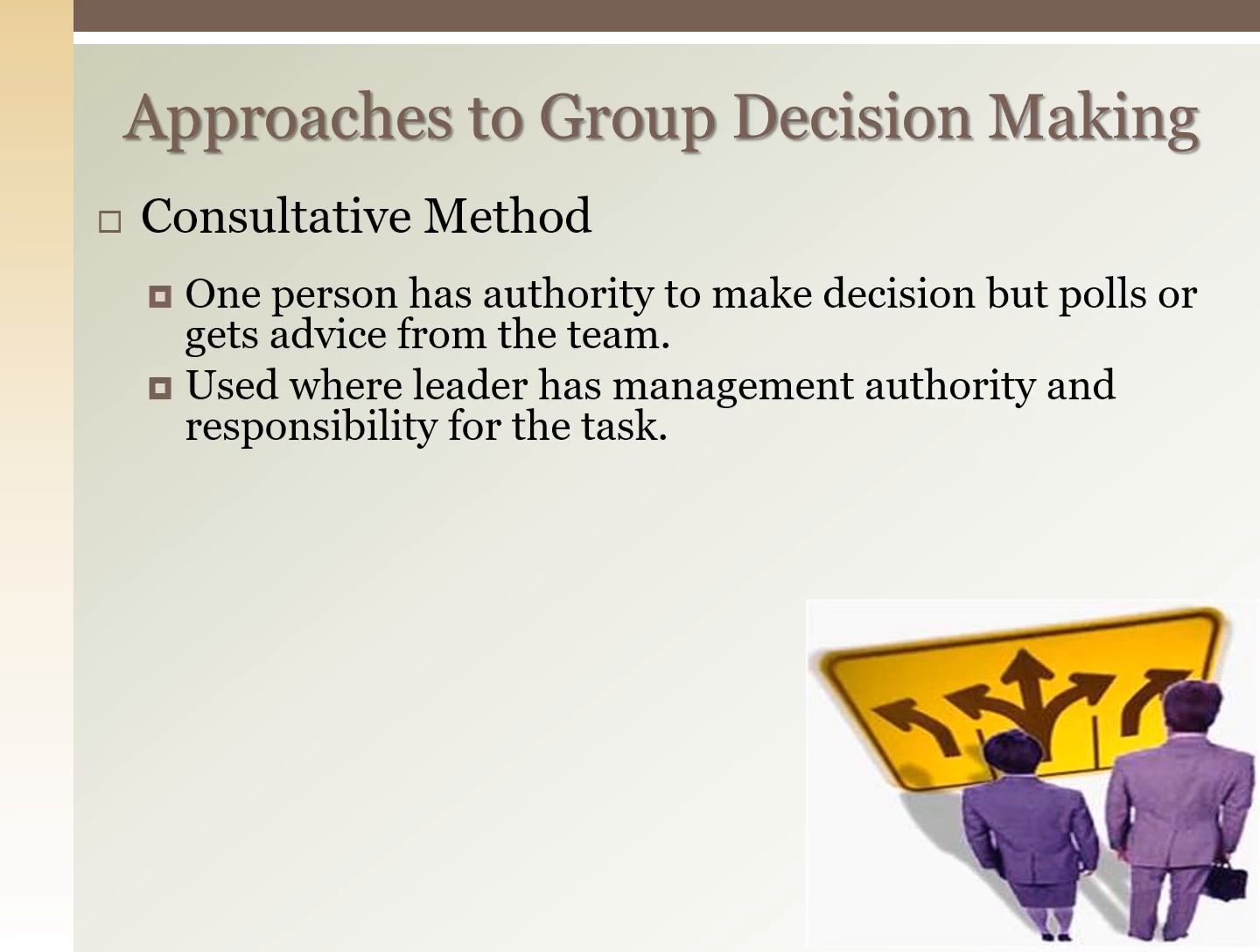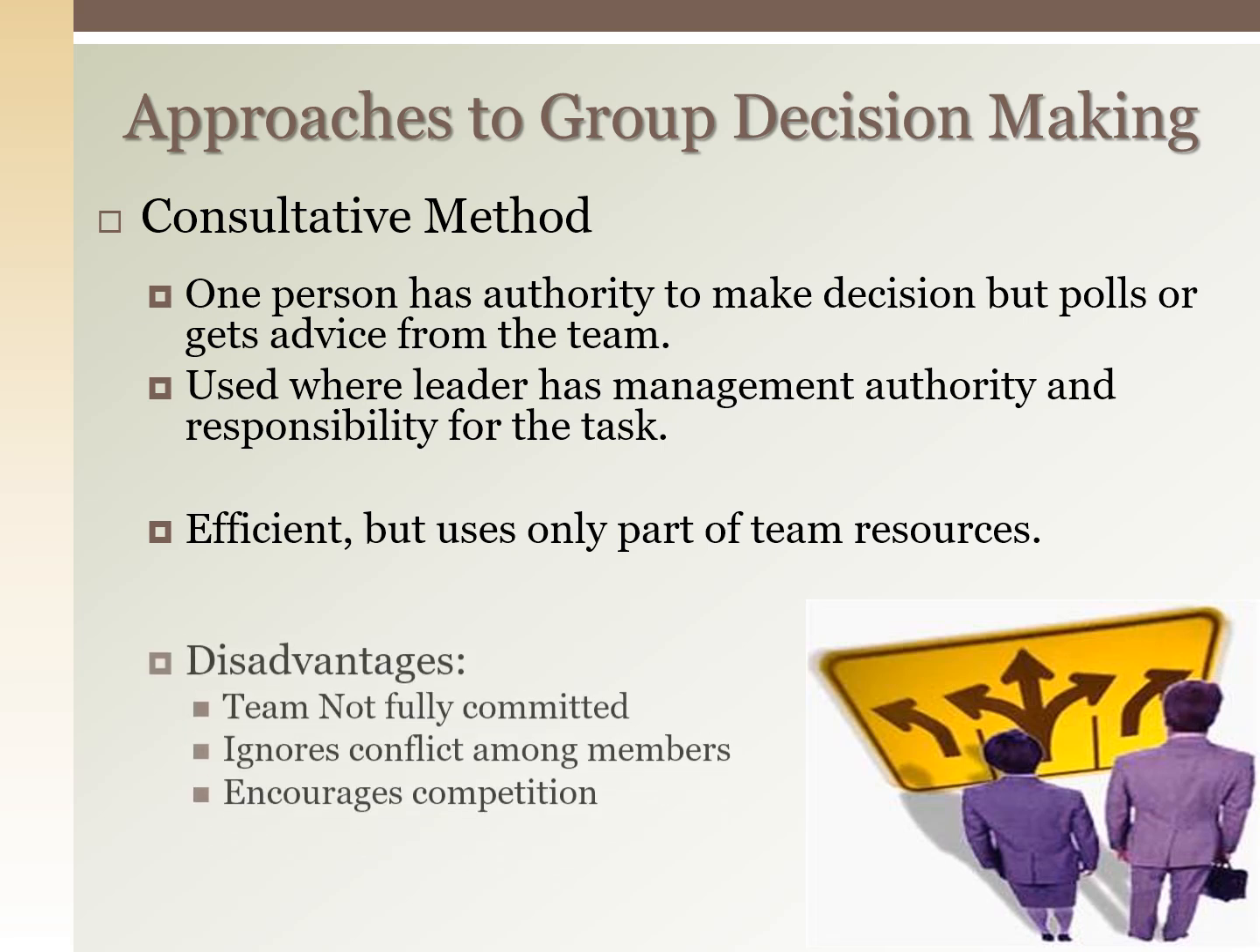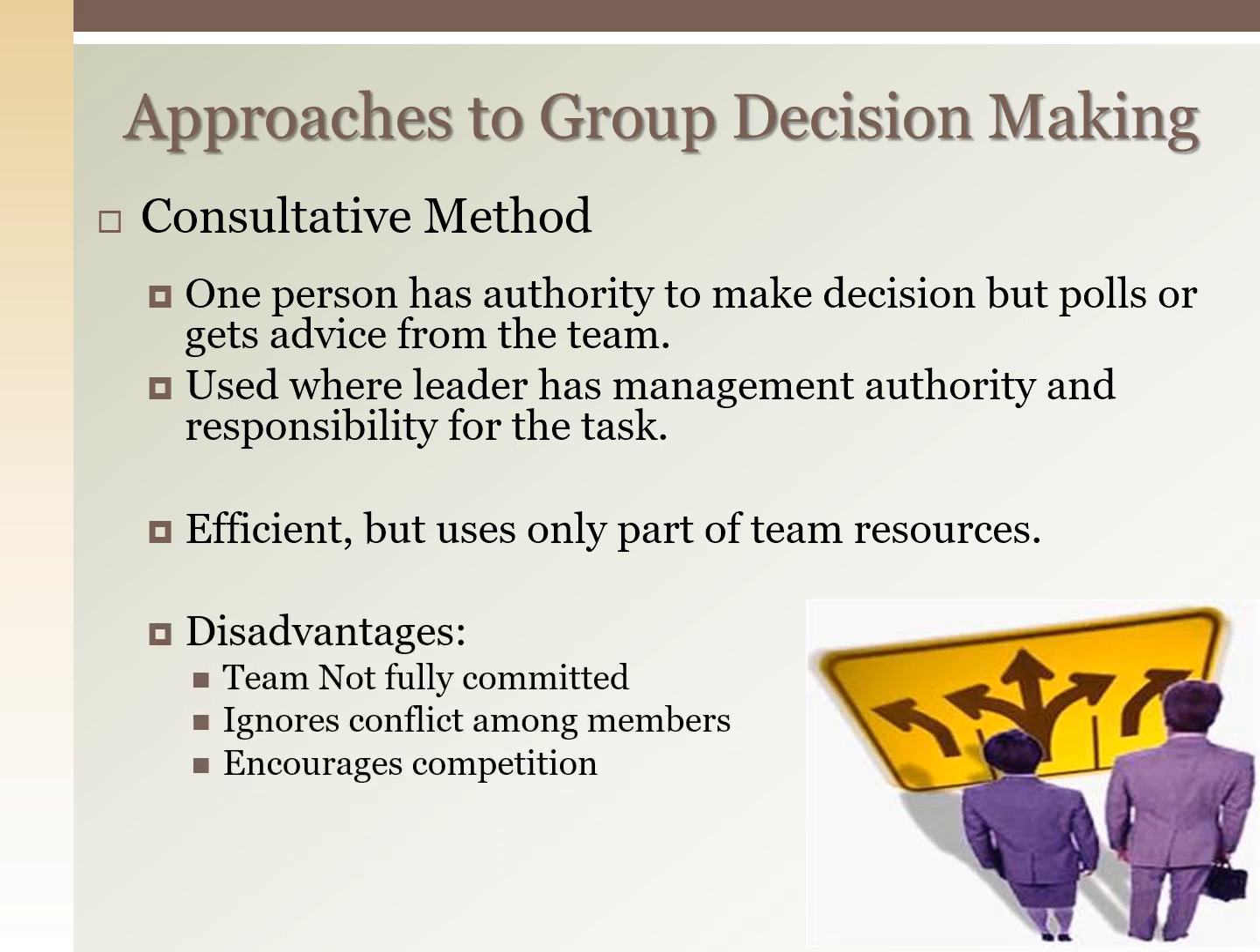So, approaches to group decision making, we have the consultative method. One person has authority to make the decision, but polls or gets advice from the other team members. It's used where the leader has management authority and overall responsibility for the task. It's efficient, but it only uses part of the team resources. The disadvantages are the team is not fully committed. It ignores conflict among members, which helps create creativity, and it encourages competition.